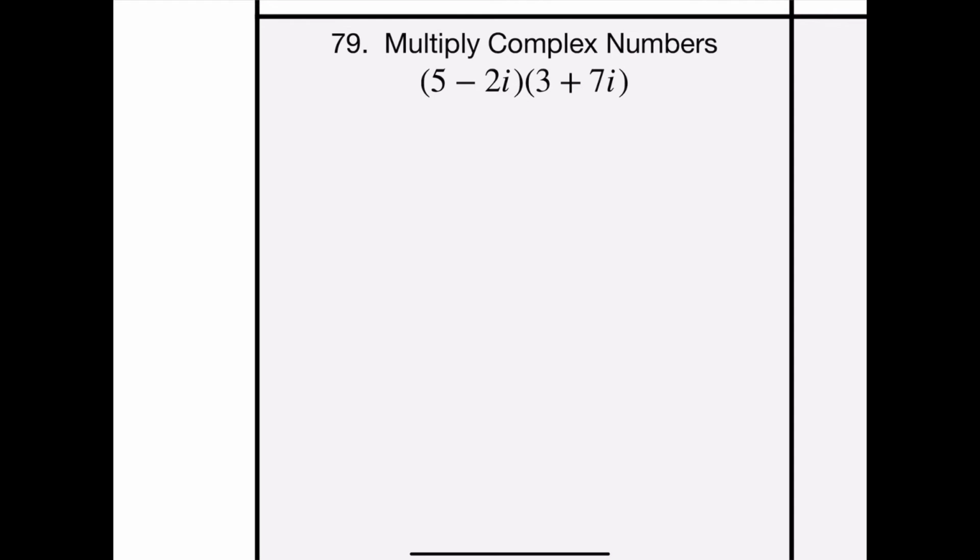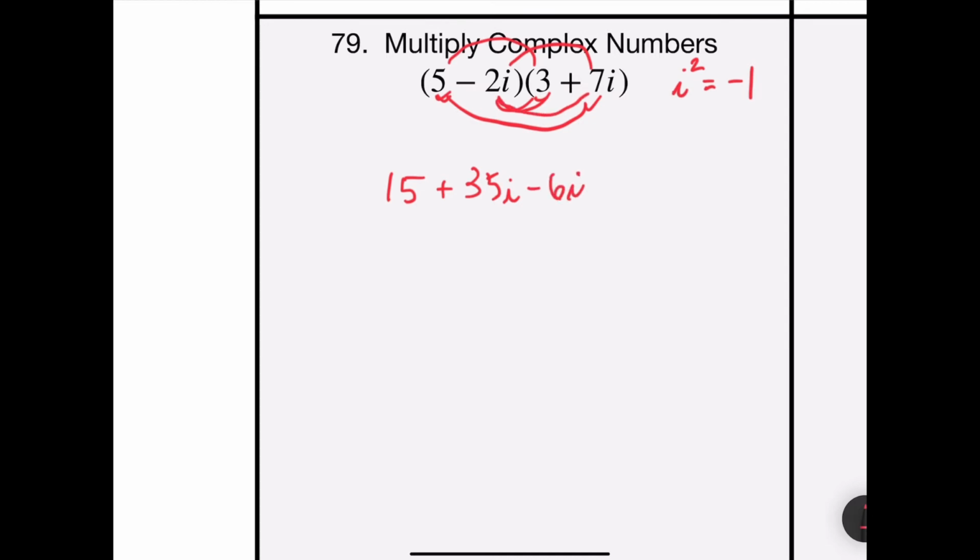Problem number 79 is multiplying complex numbers. It says (5 minus 2i) times (3 plus 7i). So first we have to remember the definition from a couple problems ago that i squared equals negative 1. Since these are two binomials, we're going to use FOIL, first, outer, inner, last. So let's multiply. 5 times 3 is 15. 5 times 7i will be 35i. Negative 2i times 3 is negative 6i. And negative 2i times 7i is negative 14i squared.